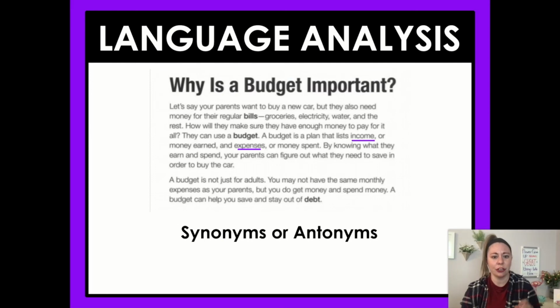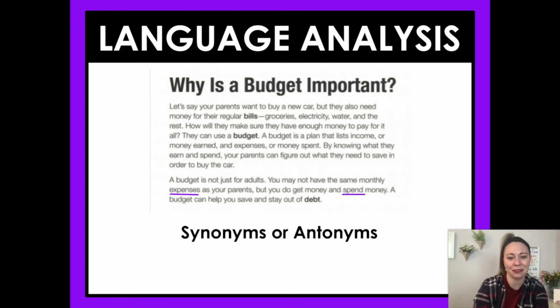So it says income or money earned. So that's coming in. Expenses is money spent, going out. So those are antonyms. They're opposites. Nice job, guys. What about these two? And now I'm still going with the same sentences. So a budget this time is a plan that lists income or money earned and expenses or money spent. By knowing what they earn and spend, your parents can figure out what they need to save in order to buy a car. So we have income and earn. Are those synonyms or antonyms? Income and earn. Well, those are both money coming into me. Those are synonyms. They mean about the same thing.